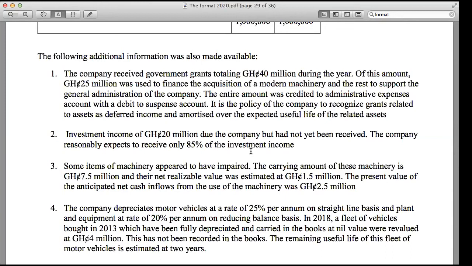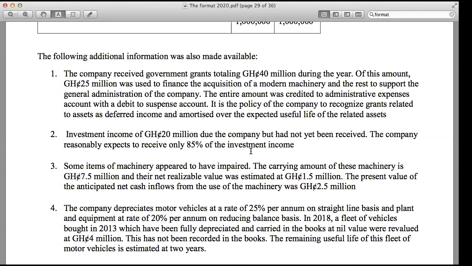With debit to suspense account, so the remaining portion was debited to suspense account. So that's the other entry. So you take it over there, you add it to the cash, and then you start the treatment. The capital portion, that's the 25 million. The estimated useful life of the asset is 5 years. So put 5 years there.